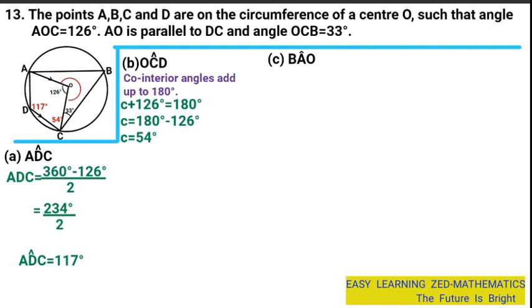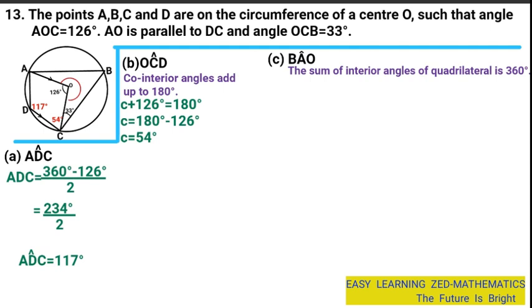Okay, we come to angle BAO. So here we are going to look at angle BAO. The property we're going to use to find angle BAO is the sum of interior angles of a quadrilateral, which is 360 degrees.